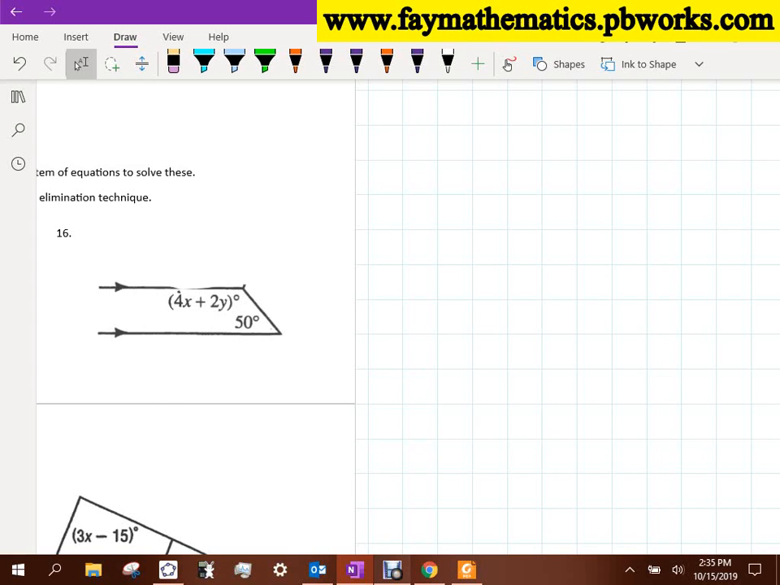I look at those, so what do you know then about those two angles that are left over? Based on their location to one another and the parallel lines, those two angles are what? Good, they're same side interior angles, so they're going to be supplementary. So we're going to write 4x + 2y + 50 = 180, right?